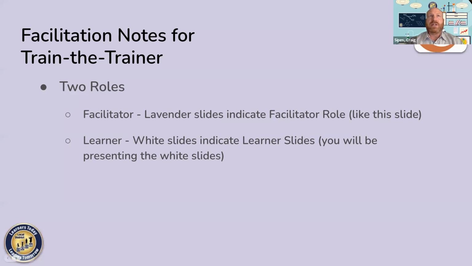So this is a train the trainers PD, which means that we're going to operate with 2 different roles. One role is as a facilitator, as a leader. The other role is as a learner. When you see a lavender slide with a lavender background, that's an indication that we're in the facilitator/leader role. We'll be reflecting as leaders. And when it's a white background slide, that's indicating that we're in the learner mode. These are slides that you would present to your staff.